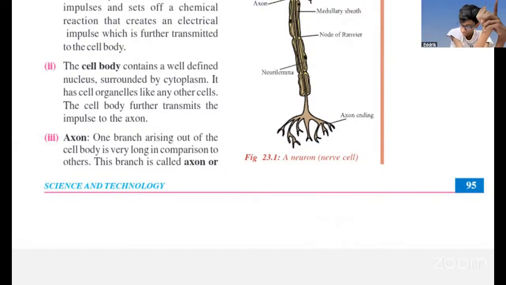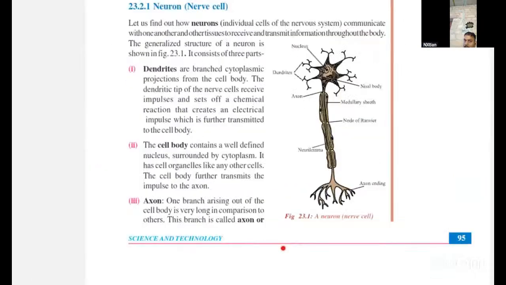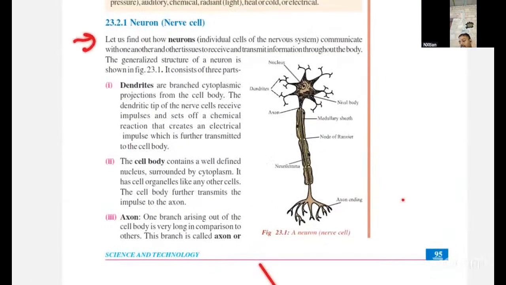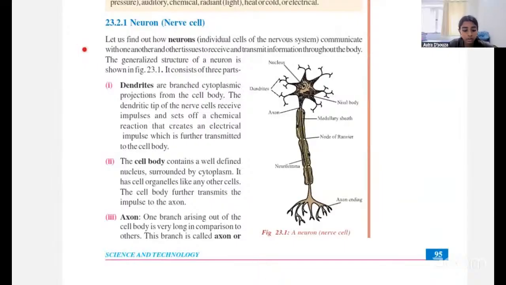Yes, sir. So we'll read one by one, and Ira, please read this. Let us find how neurons, individual cells of the nervous system, communicate with one another and other tissues to receive and transmit information throughout the body. The generalized structure of a neuron is shown in figure 23.1. It consists of 3 parts. Dendrites are branched cytoplasmic projections from the cell body. The dendritic tip of the nerve cells receives impulses and sets off a chemical reaction that creates an electrical impulse which is further transmitted to the cell body.